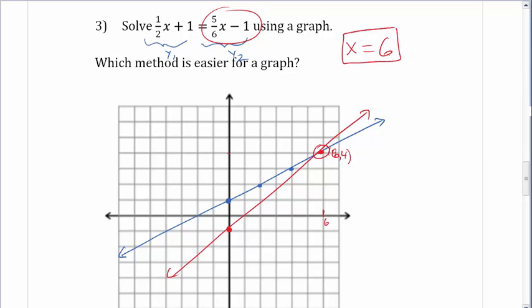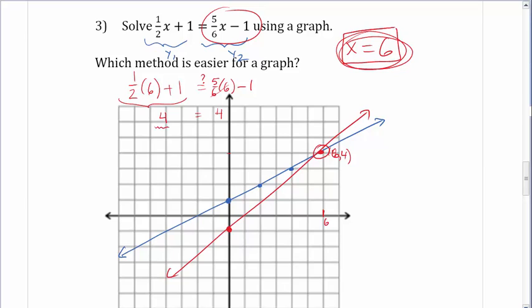And notice that if you take that solution, x equals 6, and plug it in, 1/2 times 6 plus 1, does that equal 5/6 times 6 minus 1? If you evaluate this, half of 6 is 3, plus 1 is 4. 5/6 times 6, those cancel out. That's just 5 minus 1, which is 4. So they really are equal. So 6 really is the solution here.